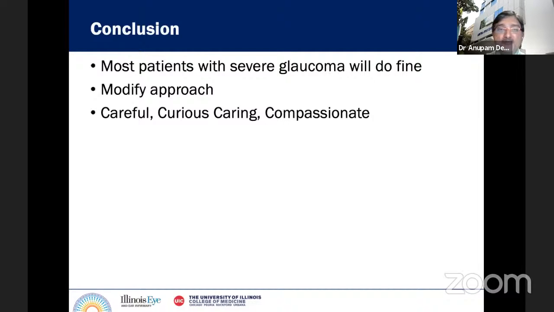What kind of tubes is preferable? Do you do a walled tube like Ahmed, or do you prefer a non-walled in such patients?